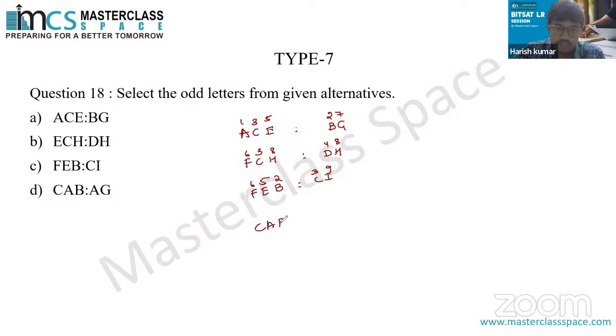Next, if I get C, A, B: C is 3, A is 1, B is 2. And A, G: A is 1. How do I remember G? E is 5, so F is 6 and G is 7. So this is all. Now, what could be the relation? Once you have written the numbers, you have to try to find the relation between the numbers.